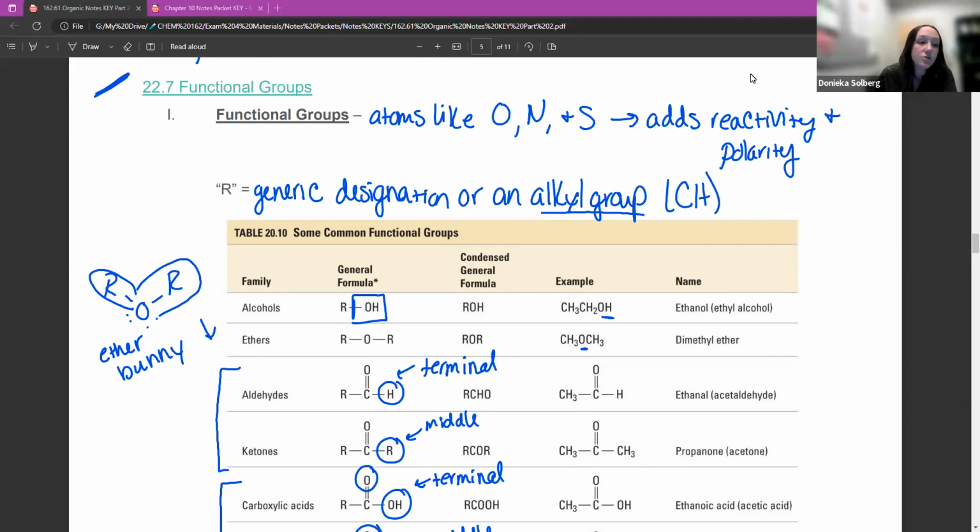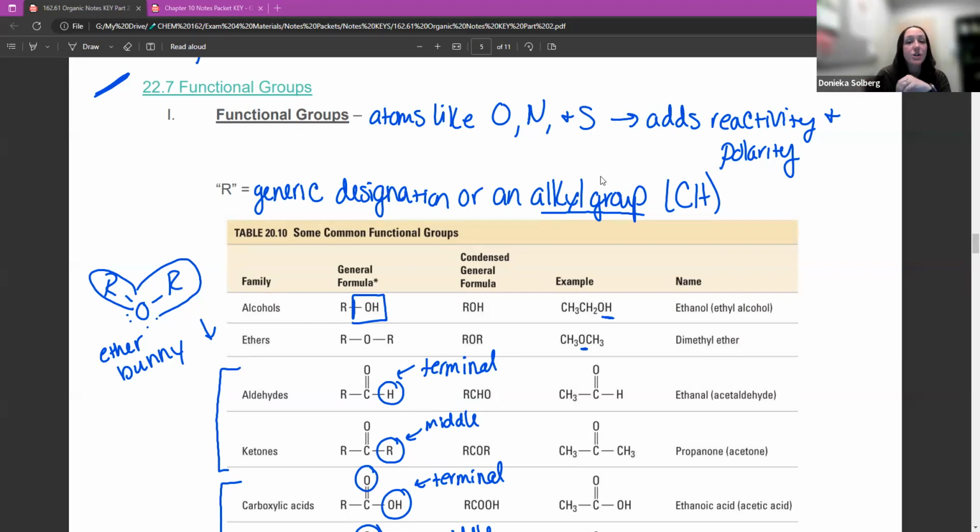So a functional group is when we add things like oxygen, nitrogen, or sulfur to organic molecules. So I will get into naming for all of these different ones as we go along. So these are all basically hydrocarbons, and then we edited them in some way.